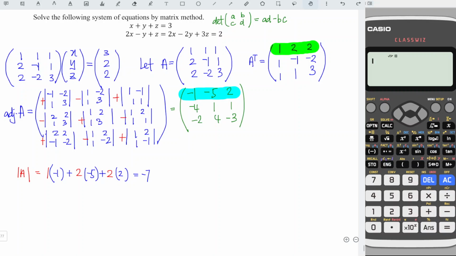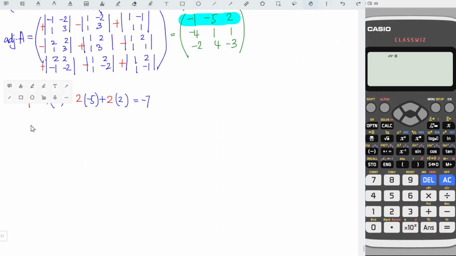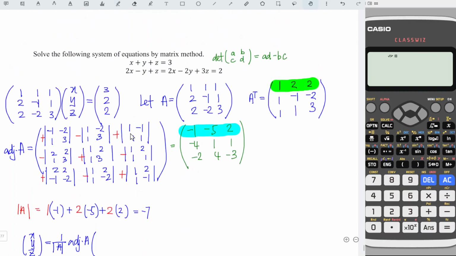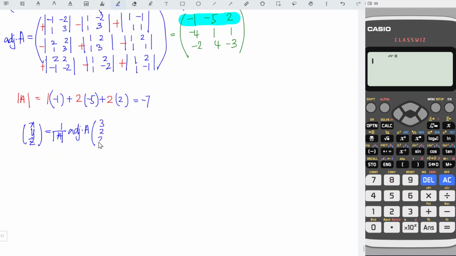And we can now determine the values of x, y, z. What we have to do here is x, y, z is equal to 1 over determinant times adjoint, which is the inverse of matrix A, times the constant. According to the question, we should have 3, 2, 2. So we can write it here, 3, 2, 2. So this is equal to 1 over determinant, negative 7, adjoint, negative 1, negative 5, 2, negative 4, 1, 1, negative 2, 4, negative 3, and times 3, 2, 2.